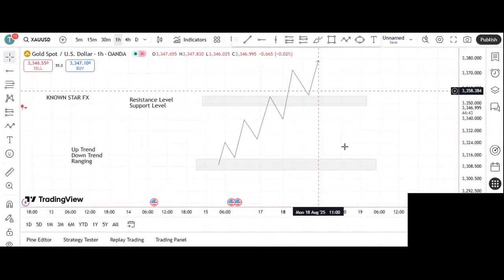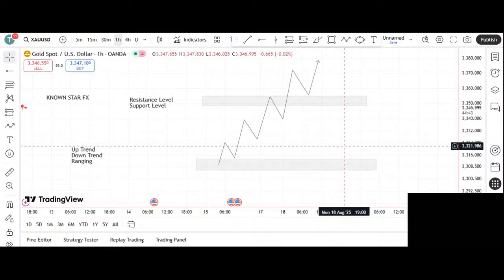is your resistance level? The one at the bottom is your what? Is your support level. The one at the downside is your support level. And the one at the top side, just like I said, is your resistance level.